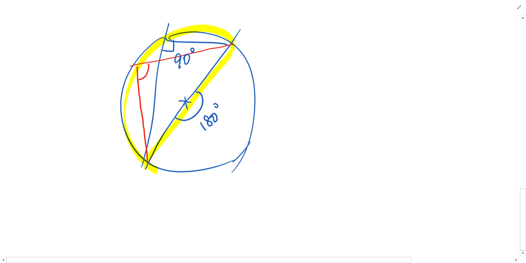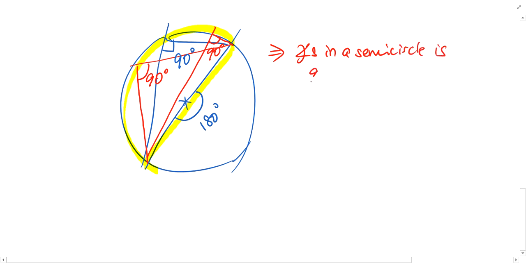What do you think this angle is going to be? It's also 90 degrees. Even if I draw it this way, what is this angle? It is still 90 degrees. So what is our conclusion? Angle in a semicircle is 90 degrees. And what is the abbreviation? We call it angle in semicircle.